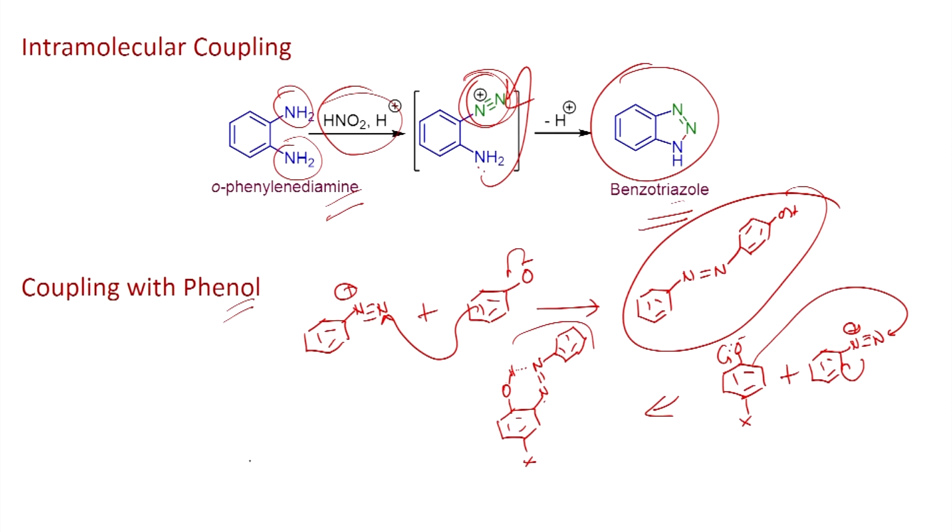Now let us look at beta-naphthol. Just as we have seen, this also can undergo reaction with the diazonium salt.